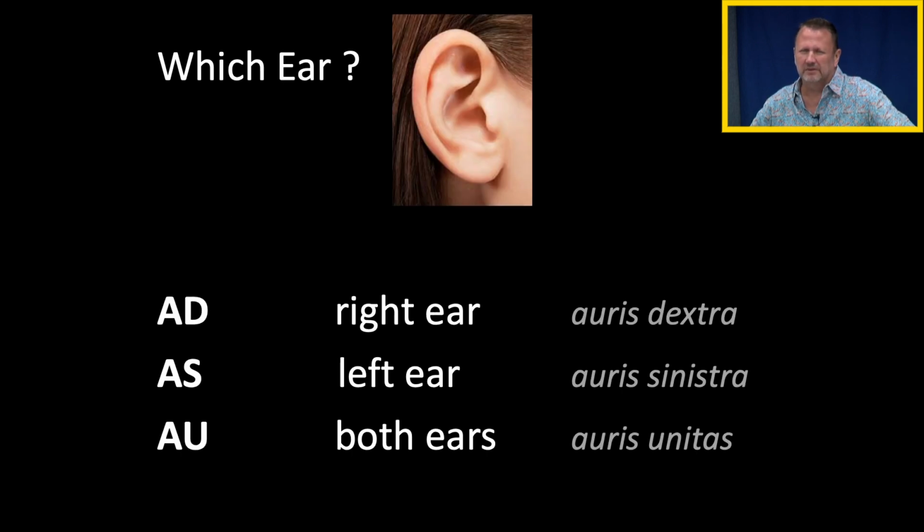Which ear? Oh, this is common. A means ear in this context, and notice D is right, as in dexterity is right. Left is S as in sinister. The opposite of right is left, the sinister. So good, bad. And U, unitas, is both. And so AD is the right ear, AS is the left ear, AU is both ears.